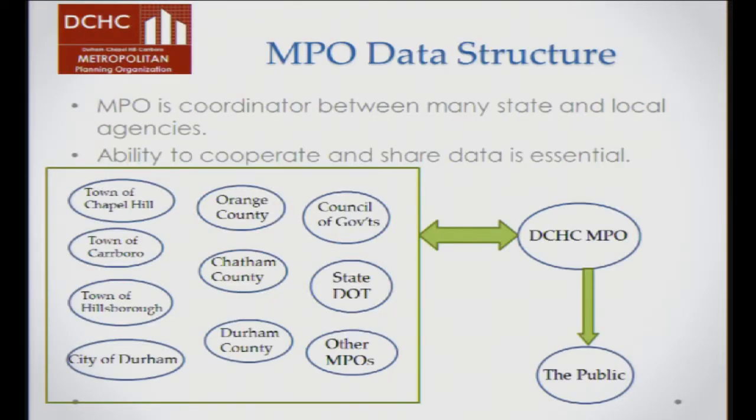So an MPO has to serve as a coordinator between a whole lot of different groups. We receive and consolidate data from the cities and towns within our jurisdiction, Council of Governments, the state DOT, federal DOT, neighboring MPOs, consultants. All these groups are giving us data, and we eventually have to also serve that data up to the public. Even within the MPO, we have planners and engineers and modelers and administrators, and they have all their own data needs as well. And so the ability for us to cooperate and share data is really essential.